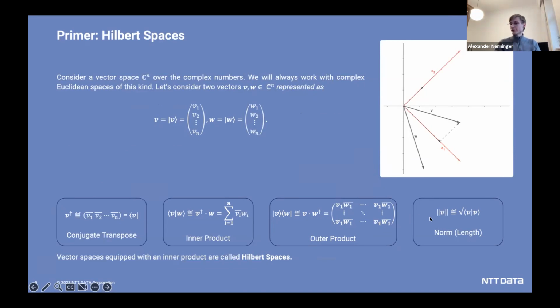The final thing is, if you have a direction, you also have a length, or how far away from 0 you are. We write this as a norm, which is just the length of any vector. I can also calculate it from the inner product of the vector with itself. That's a bit of Euclid there.